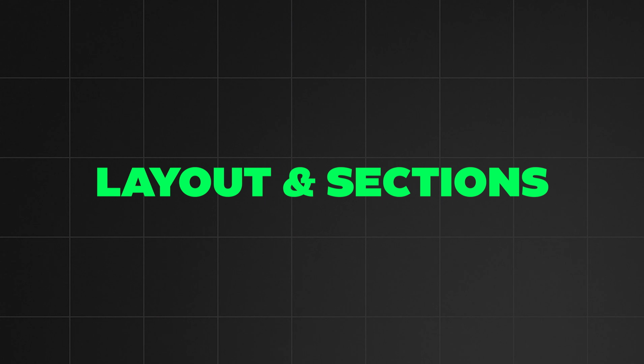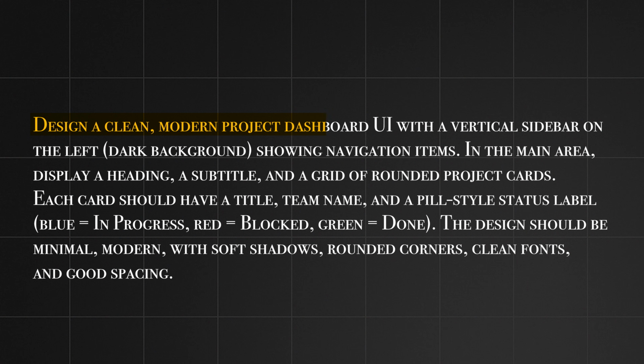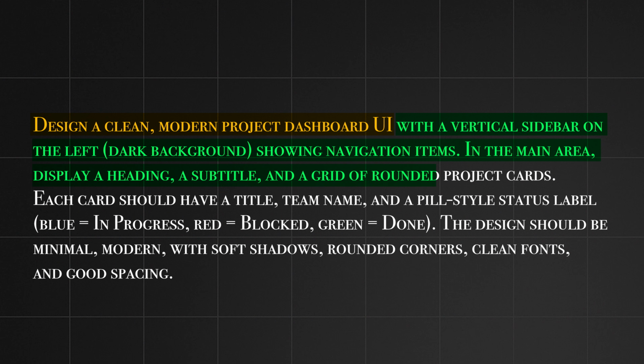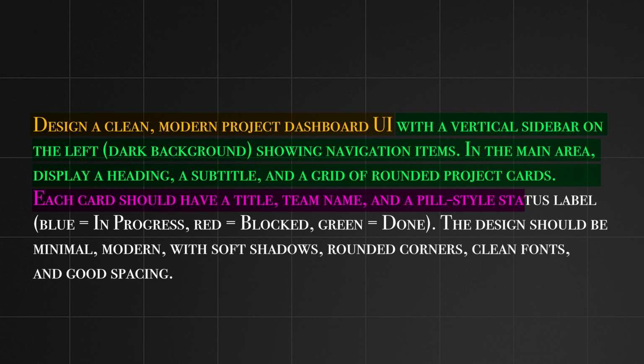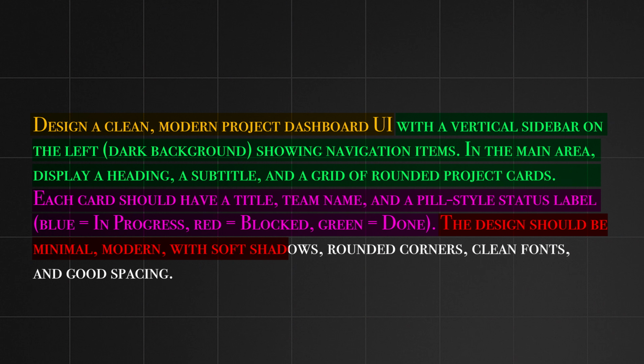So for the prompt, we want to include these 4 points: purpose, layout and sections, key elements, and styling and aesthetic. And a full prompt could look like this: design a clean, modern project dashboard UI with a vertical sidebar on the left, with darker background, showing navigation items. In the main area, display a heading, a subtitle, and a grid of rounded project cards. Each card should have a title, team name, and a pill-style status label. Blue means in progress, red means blocked, and green means done. The design should be minimal, modern, with soft shadows, rounded corners, clean fonts, and good spacing.